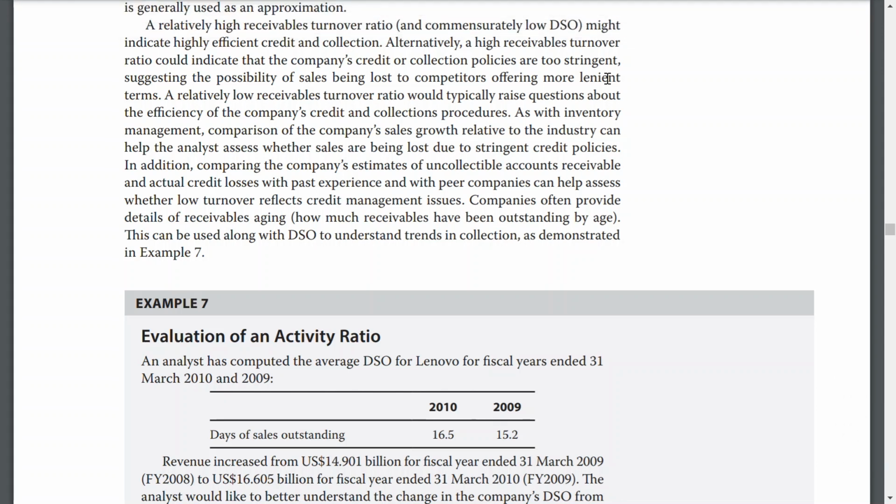In addition, comparing the company's estimates of collectible accounts receivable and actual credit losses with past experience and with peer companies can help assess whether low turnover reflects credit management issues. Companies often provide details of receivables aging, how much receivables have been outstanding by age. This can be used along with DSO to understand trends in collection, as demonstrated in Example 7.